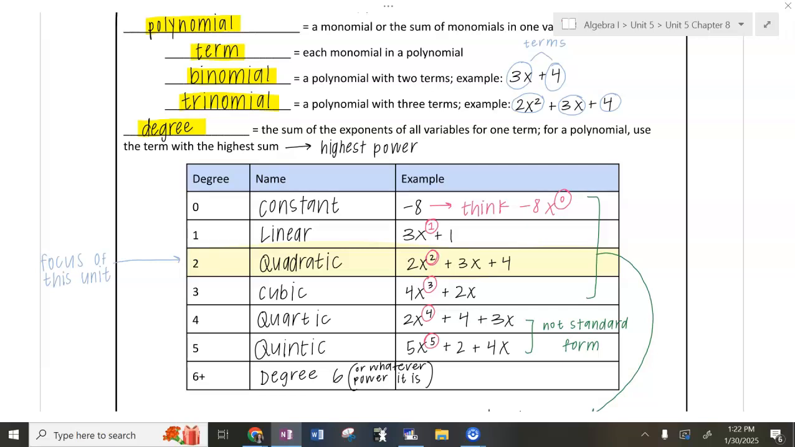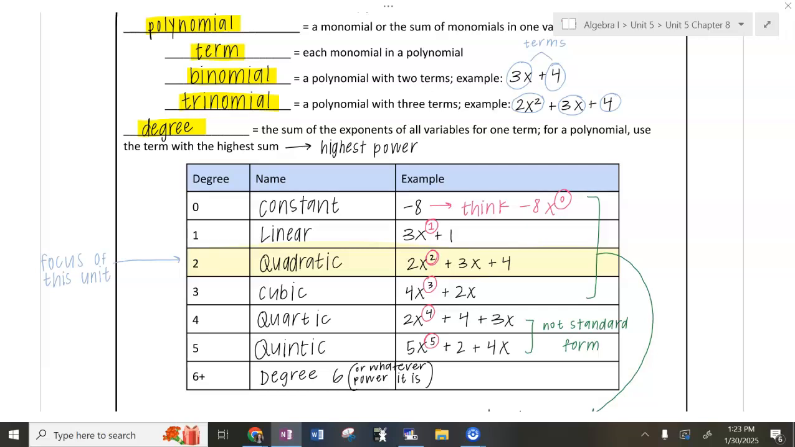Degree 1 is called linear. That's what our entire first semester was about. We know that's x to the first. So an example of a linear polynomial would be 3x to the first plus 1. You can have other terms in it. It's just looking at the highest power is a 1. Quadratic, which is the focus of this unit, is when you have a degree 2. So it's when the highest power in the whole polynomial is a 2. Cubic is degree 3. Quartic is degree 4. Quintic is degree 5. And when you go beyond degree 5, you just call it degree 6, degree 7, degree 8, or whatever the power is. Whatever the highest power is, I should say.